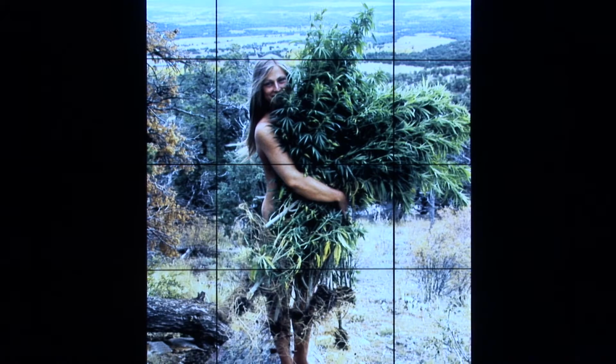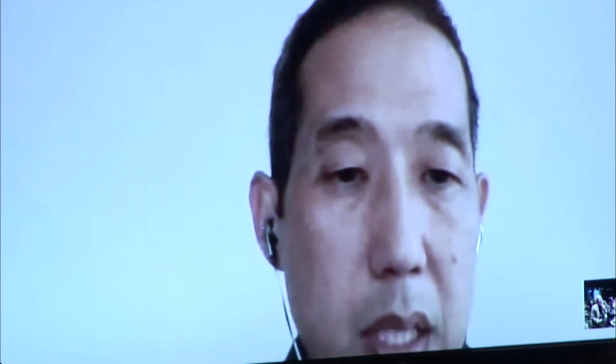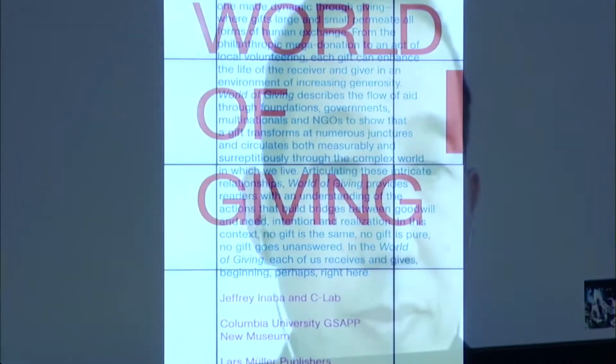Next slide, please. This should be an image of a naked young lady carrying a bunch of marijuana. She's now a land rights attorney for Native Americans in Colorado. So if environment in counterculture meant ecology, today it means the economy of sustainability. The next image is an image of a book that we did called World of Giving.